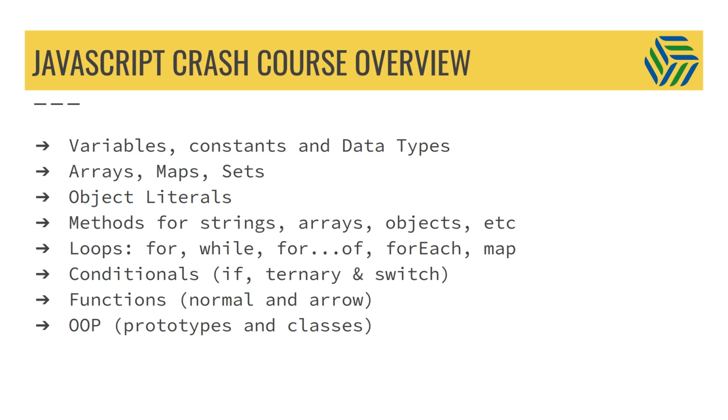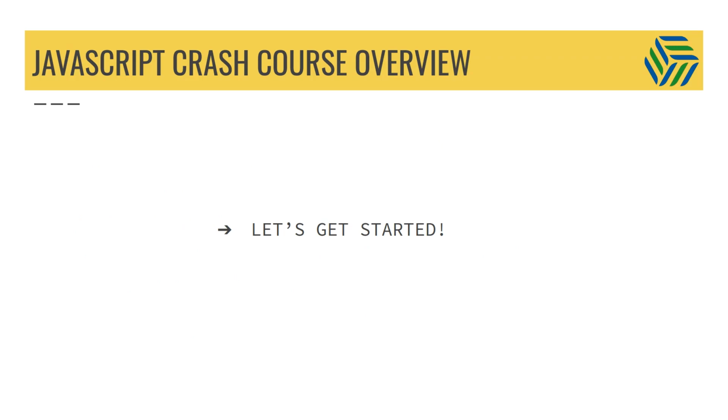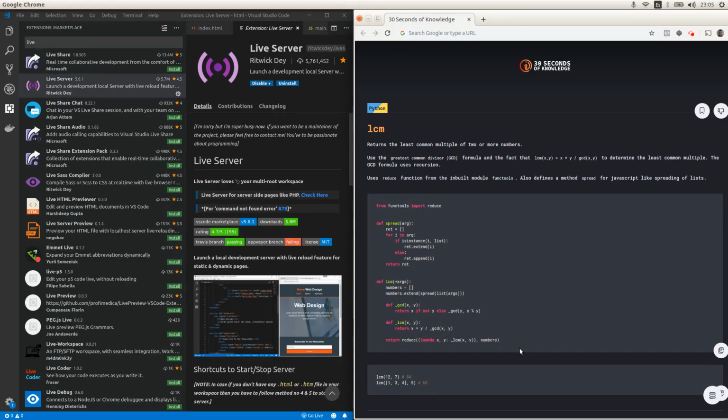We're going to review the conditionals: if then, switch, etc. We're going to review the normal functions and the arrow functions. And we're going to review some object-oriented programming concepts, such as prototypes and classes. So let's get started.